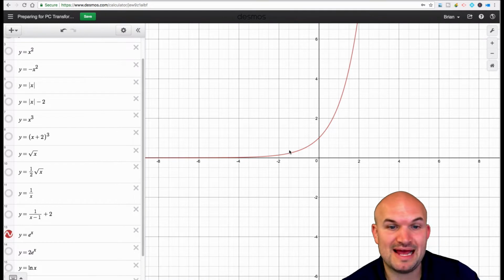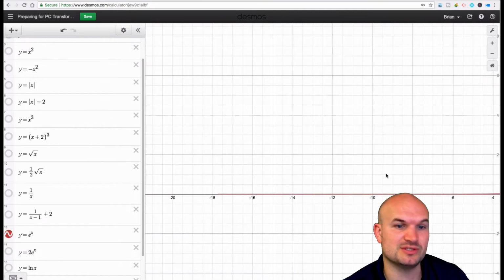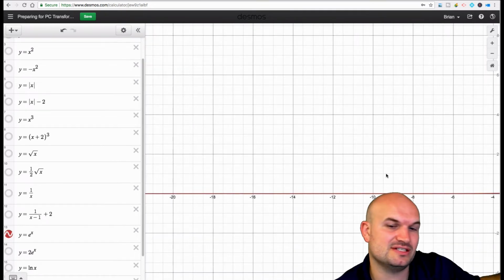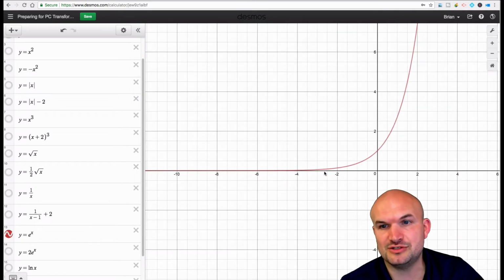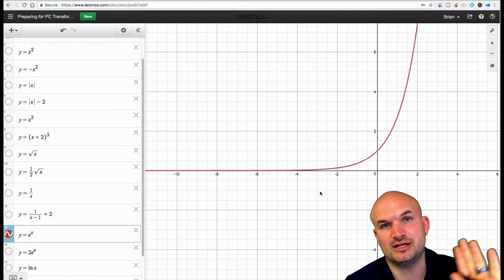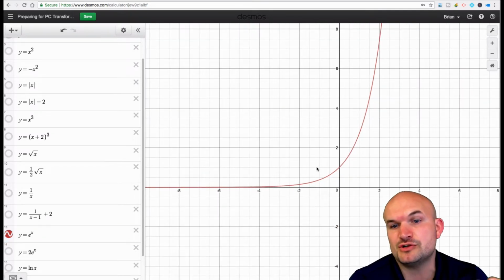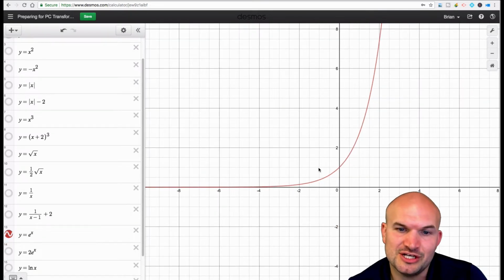So the domain is unrestricted. It looks like this graph continues going to the left, continually approaching 0, but it's not going to stop. And as it goes to the right, it looks like it's going to keep on increasing, continually going to the right. So the domain is unrestricted, but we can see that the range is not going below 0.